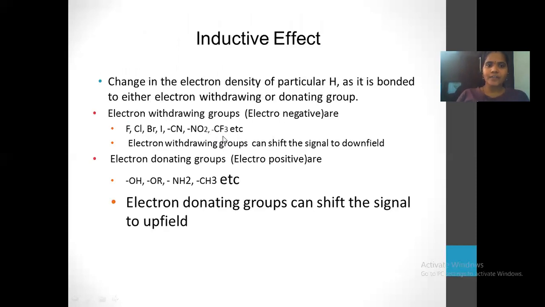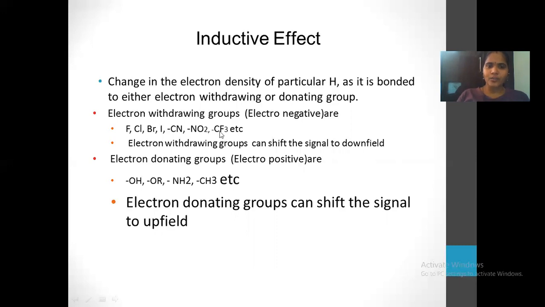So the inductive effect is, when we are studying NMR, we are studying the proton, where the electron density of a proton may change depending on which type of atom or which type of functional group it is bonded with, whether it is an electron donating group or electron accepting group. Depending on that, the electron density around the proton will change. That effect is called the inductive effect.